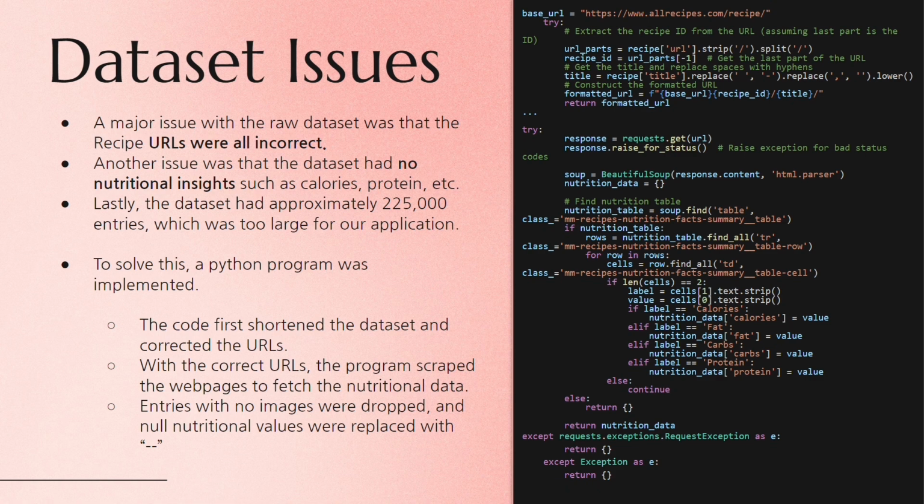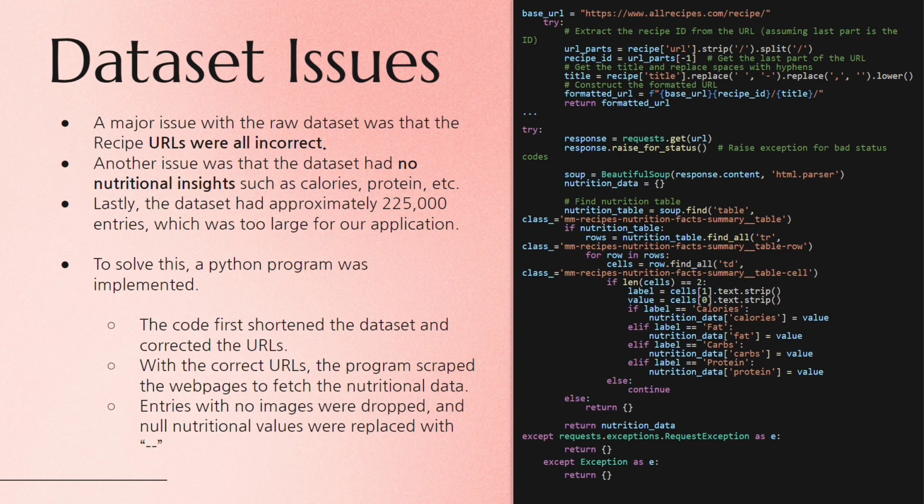To solve this, we implemented a Python program which uses requests, Beautiful Soup, and pandas libraries. The code basically first shortens the dataset, cuts it to however large we want it, and creates corrected URLs by taking a base URL and attaching the recipe ID and the title with slashes in between. With those corrected URLs, the program scraped the web pages to find the nutritional data. Then entries with no images were also dropped, and all nutritional values were replaced with dash dash.